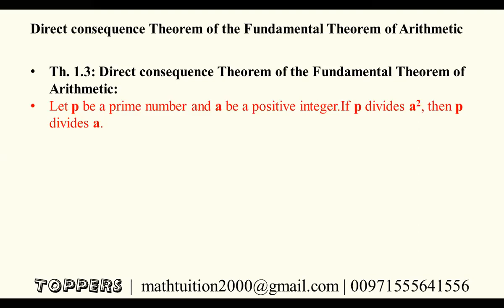What is it? Let P be a prime number. You know prime numbers, right? A number which has only two factors, 1 and that number itself. Such numbers are known as prime numbers. The numbers which are not prime are known as composite numbers. A composite number should have more than two factors. So let us see what the theorem is saying: if P divides A square, then P divides A.